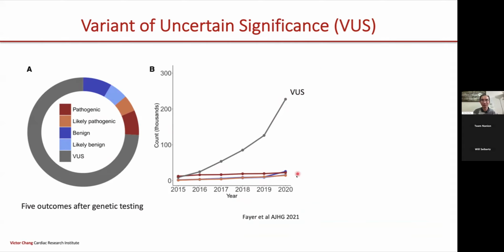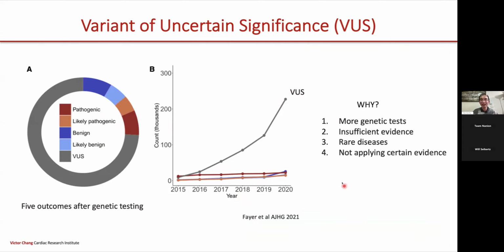I think I don't have the 2025 stats on that. But I guess the first explanation to why would be because more genetic tests were performed. So the more tests you do, the more VUS you're going to find, because you look for it in a way.